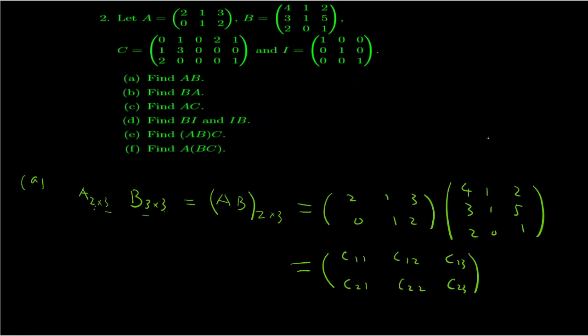Actually, in many cases, it's not too hard to do it mentally. So now let's say to get C11, you use the first row here, you use the first column here, right? You multiply the first row and the first column. You compute 2 times 4 plus 1 times 3 plus 3 times 2. I think you have 8 plus 3 and then plus 6. 17. 17 here, I think.